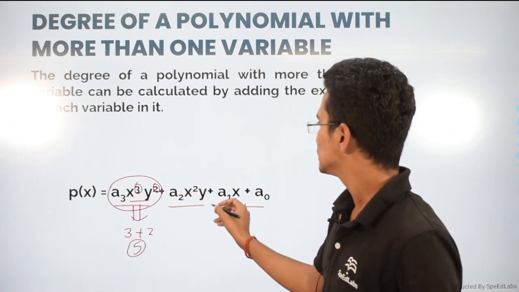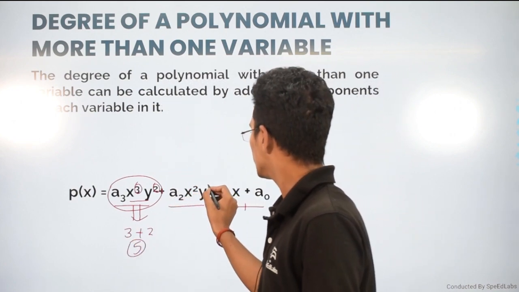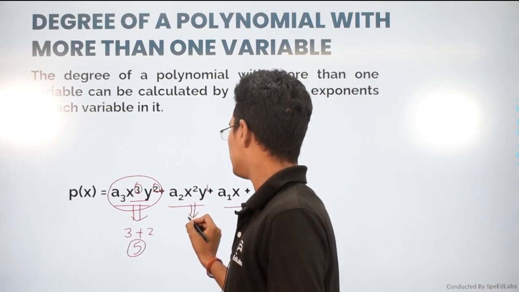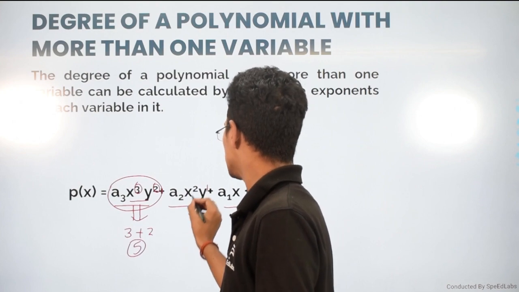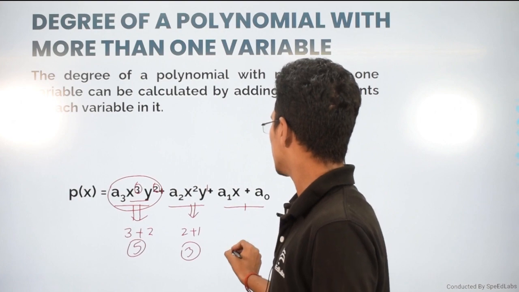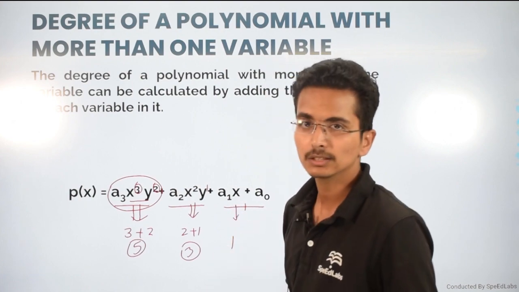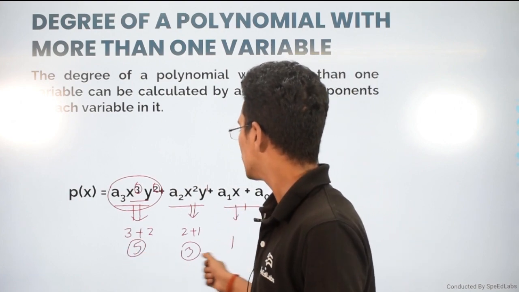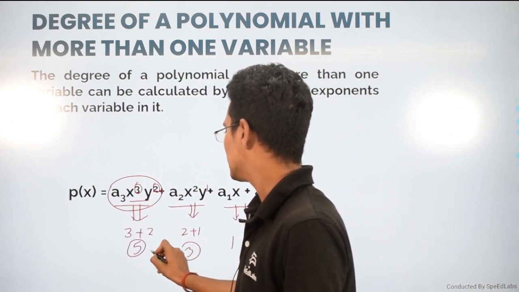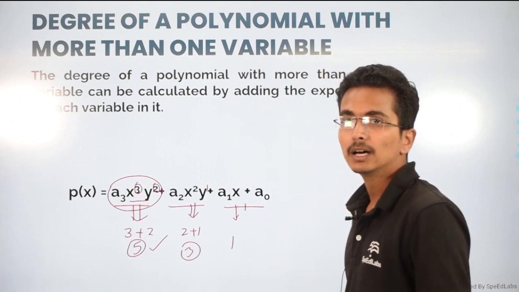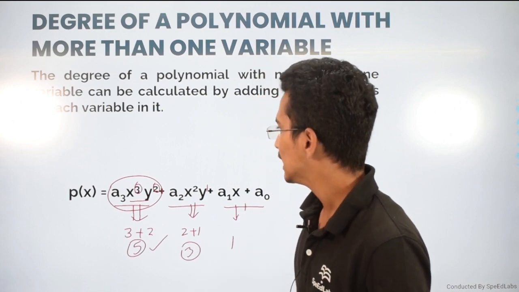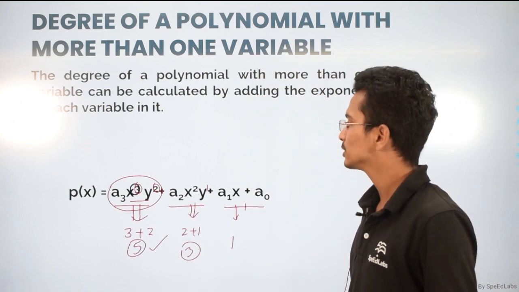For this term, there are also two variables. So we have to add their powers. What is the combined exponent of this term? It is 2 plus 1, which is 3. For this term, there is only one variable, so its power is 1. Now you have to look for the highest power in the given polynomial. You can easily see that 5 is the highest exponent, so the degree of this polynomial will be 5. We will understand this better with the help of some examples.